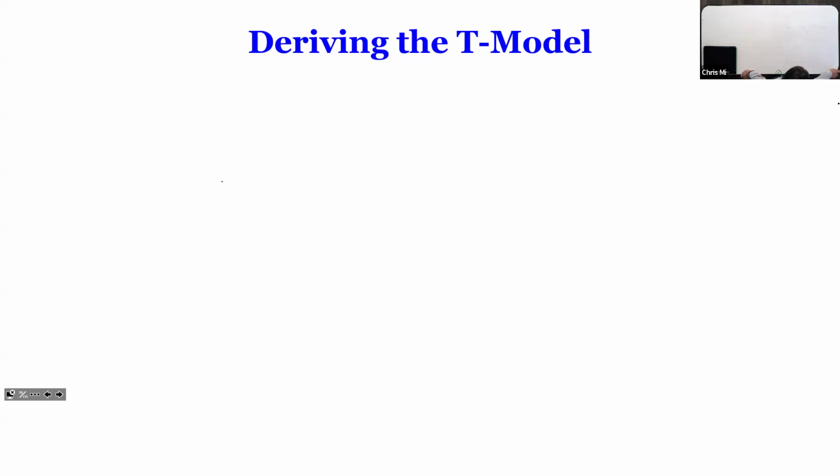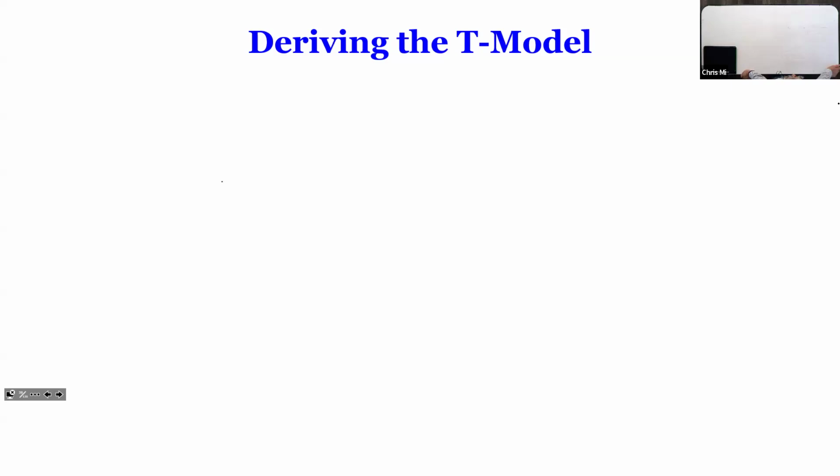Okay, good morning, everybody. As you guys had a good discussion. Okay, so we're going to continue. So today we're going to cover, first of all, we're going to cover the T model.